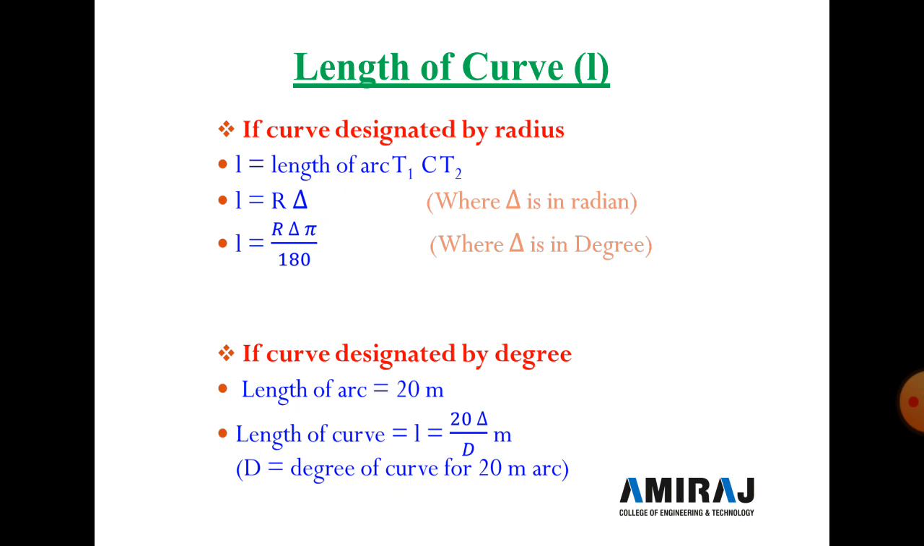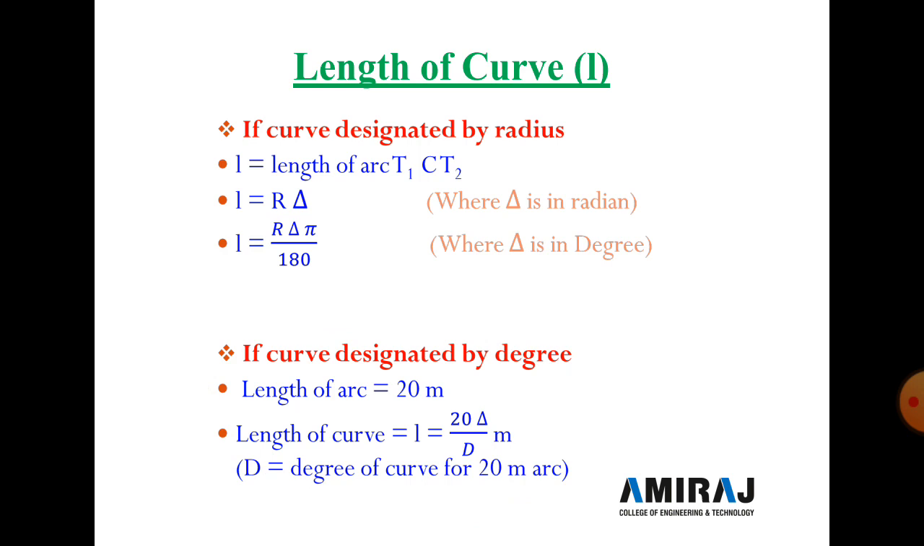Where delta is in radian, we use this equation to find the length of the curve: L is equal to R into delta. Where delta is in degrees, L is equal to R delta pi divided by 180. R delta pi divided by 180 is the total length of the curve. We use these two equations if the curve is designated by the radius, and second, if the curve is designated by the degree of curve.